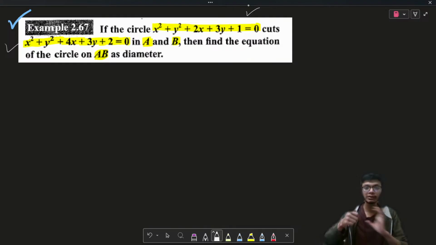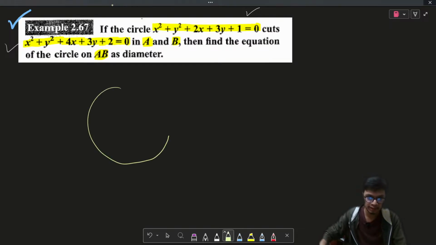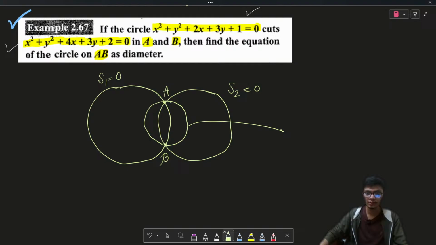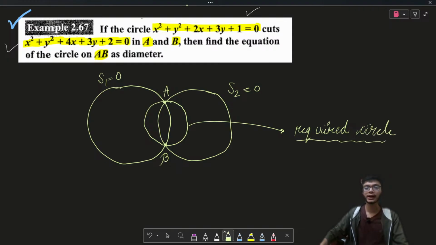However, if you think about this problem, what is mentioned is that if this is my first circle, let us call this expression S1 equals 0, and another circle like this, the second expression, S2 equals 0. Now it is saying that these circles intersect at point A and point B, and we have to generate another circle whose diameter is AB. This is the circle we require. So this is how we will try to solve the problem.